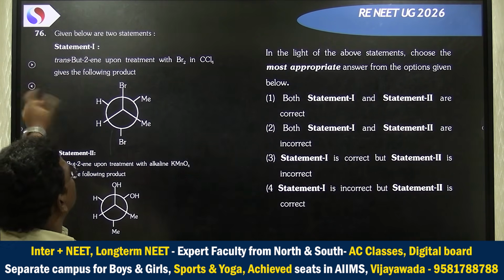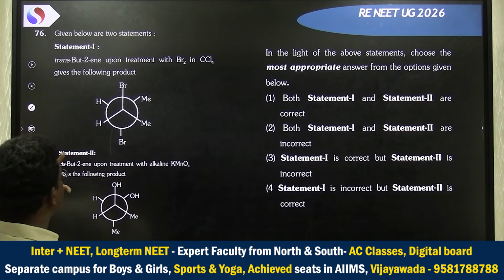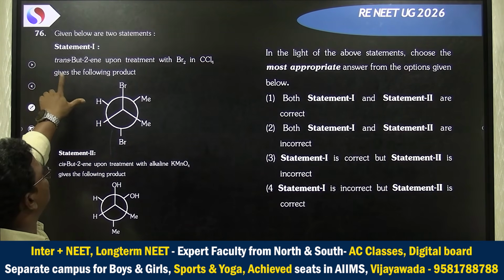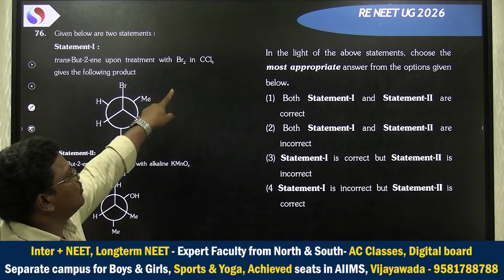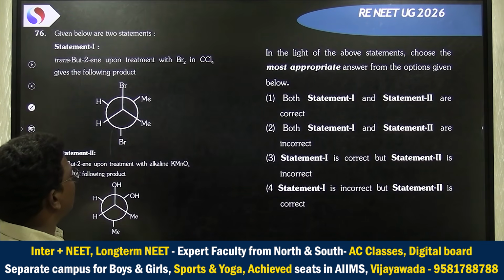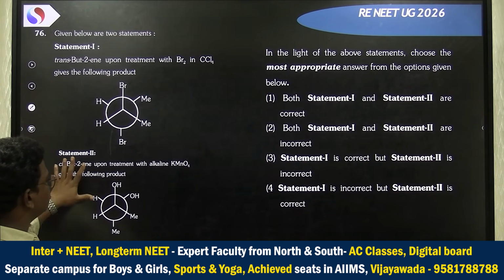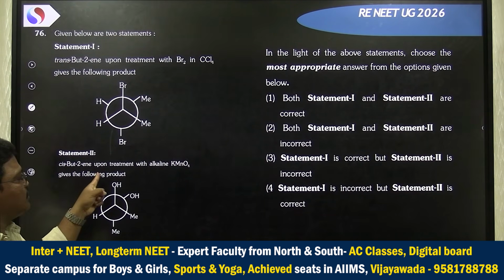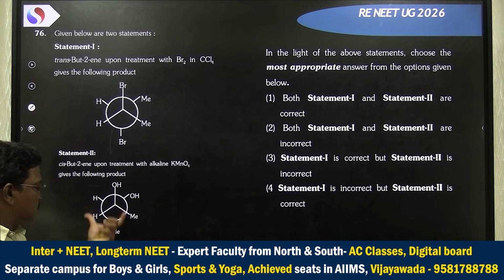Look, the question is, they gave two statements, statement 1 and statement 2. In statement 1, what is the information? Trans-2-butene upon treatment with bromine in CCl4 gives the following product. They give the product, right? And statement 2 is cis-2-butene upon treatment with alkaline KMnO4 gives this product.